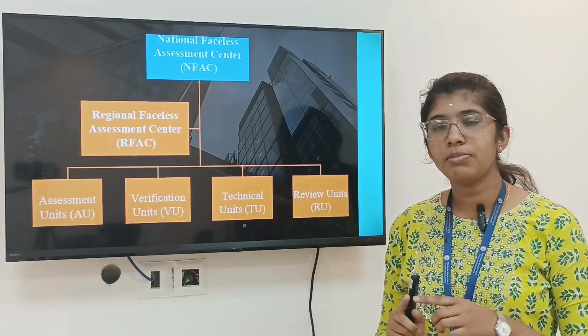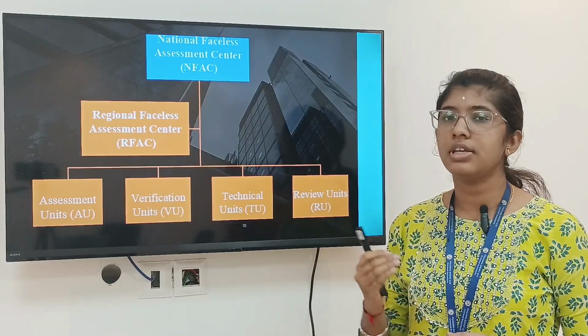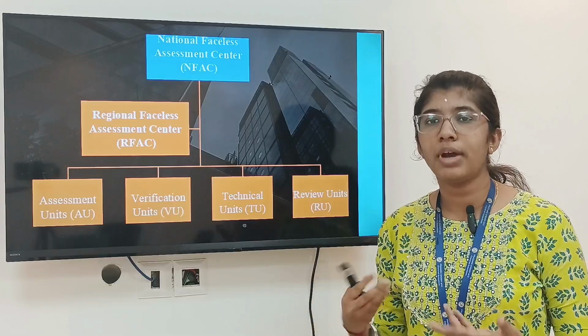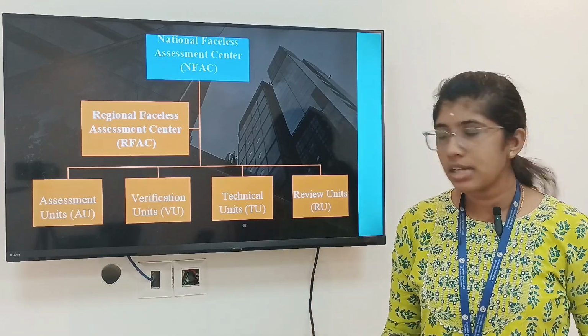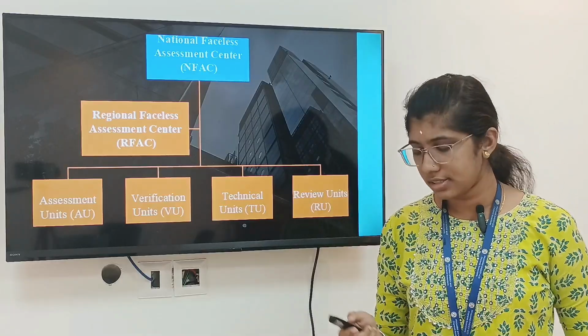Before giving the final assessment order to the SSC, the national faceless center issues a show cause notice to the SSC, where they can give their explanation as to why the order should not be given. In case the reply is not received, the national faceless center will give the final assessment order to the SSC.